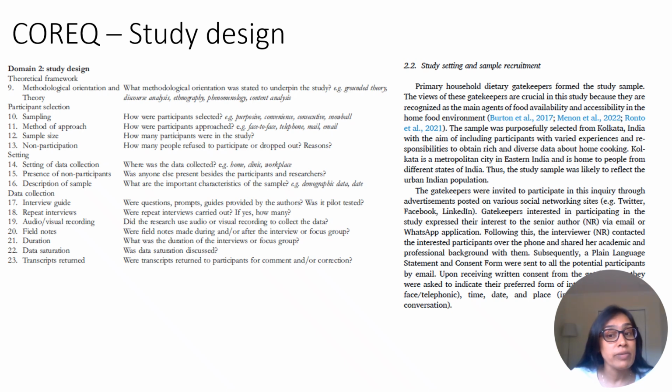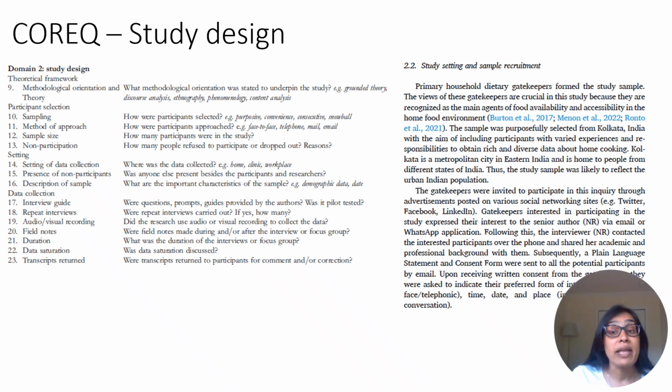The sample was purposely selected from Kolkata, India, with the aim of including participants with varied experiences and responsibilities to obtain rich and diverse data about home cooking. So sampling, how were the participants selected? We have used purposive sampling. Now we talk about the setting of data collection, the city, and then of course we'll tell you where particularly the data was collected. Kolkata is a metropolitan city in eastern India and is home to people from different states of India. Thus the sample was likely to reflect the urban Indian population.